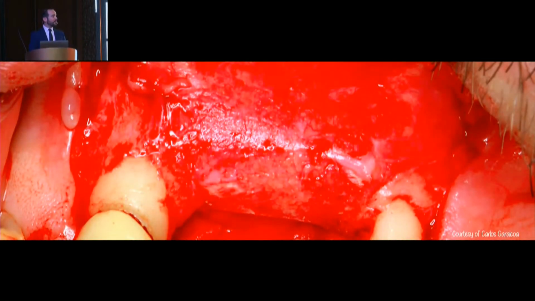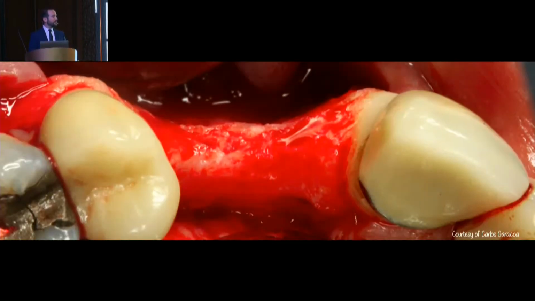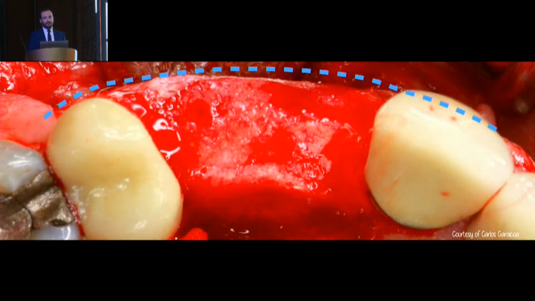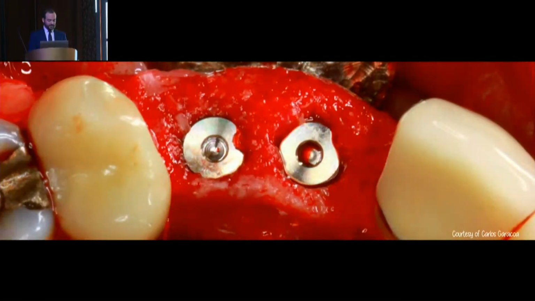Here we can see a buccal view, and here we have the comparison between before, the volume that we were more or less trying to achieve, and when we had after more than sufficient bone for the placement of 2 dental implants for the rehabilitation of both canine and lateral incisor.